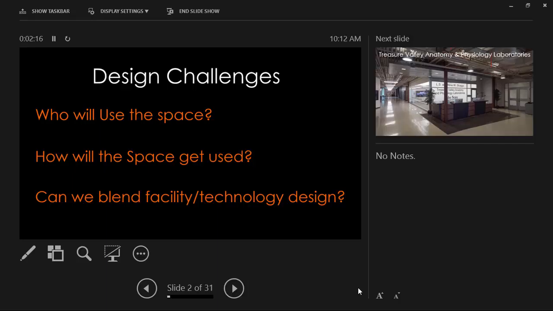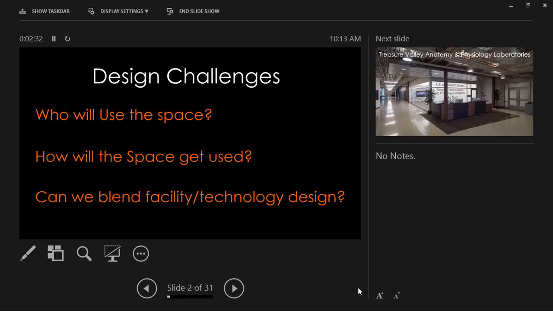Then how is the space going to be used? Once we determine who those users are going to be and who those students are going to be, how are they going to want to use that space? How are they going to want to teach? And how can we integrate technology in a way that it's usable for them?